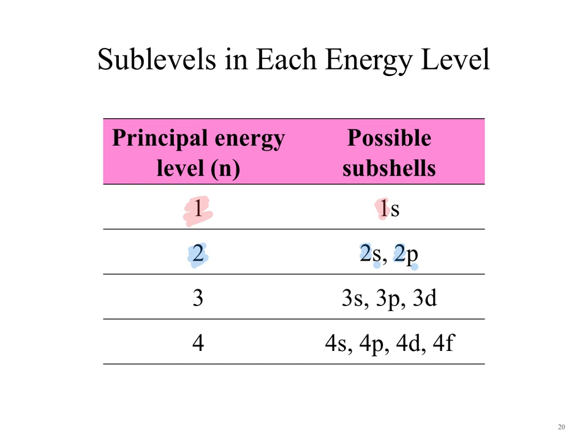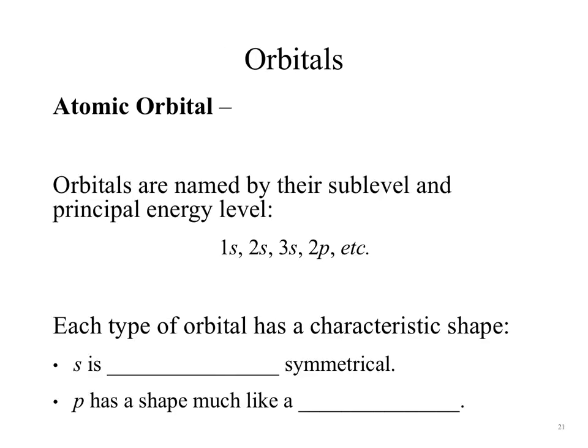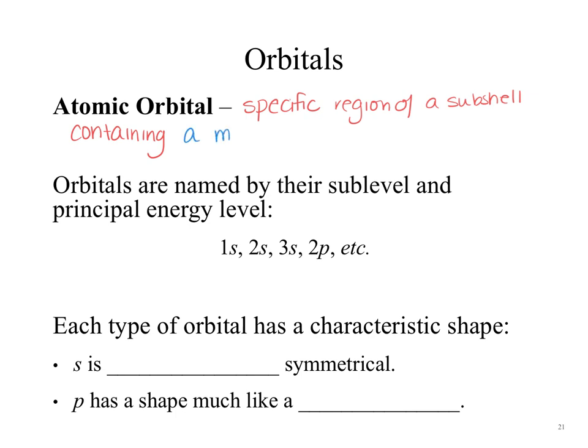Now, in a subshell, there are these atomic orbitals. And when we talk about there being an atomic orbital, the definition there is really just a specific region of a subshell containing a maximum of 2 electrons, and that's super important. Each orbital can only contain 2 electrons.